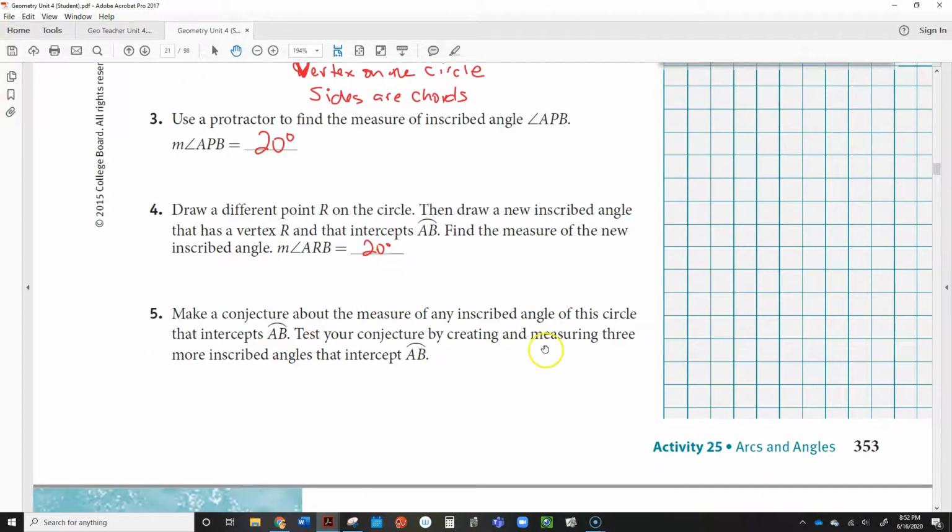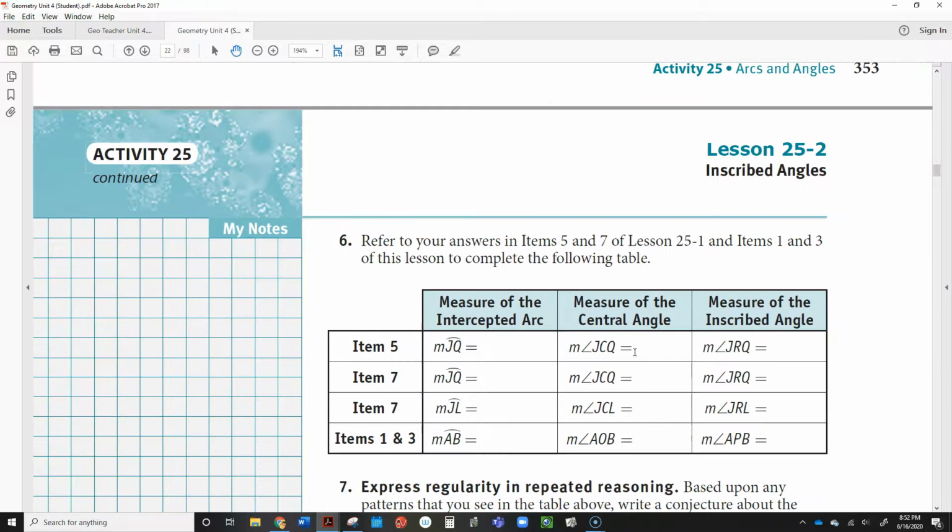Make a conjecture about the measure of the inscribed angle. So the measure of the inscribed angle is equal to half the intercepted arc. Test your conjecture by measuring 3 more inscribed angles. You're welcome to do that.